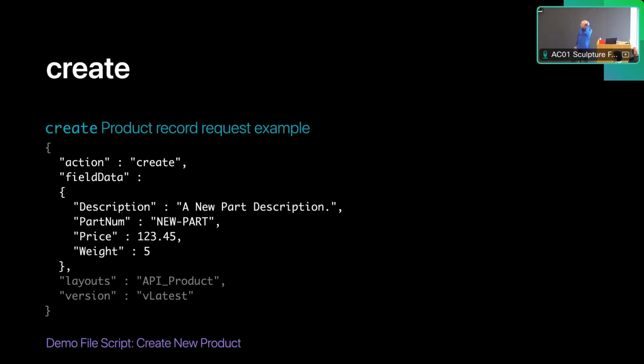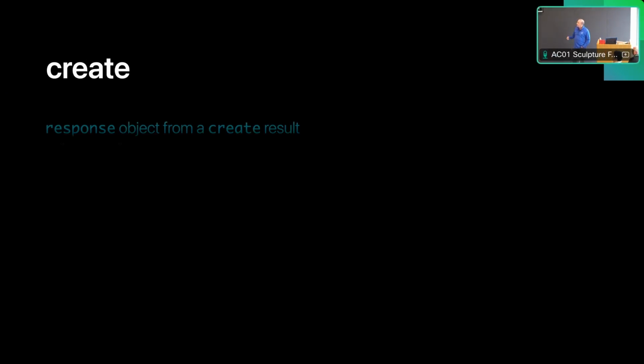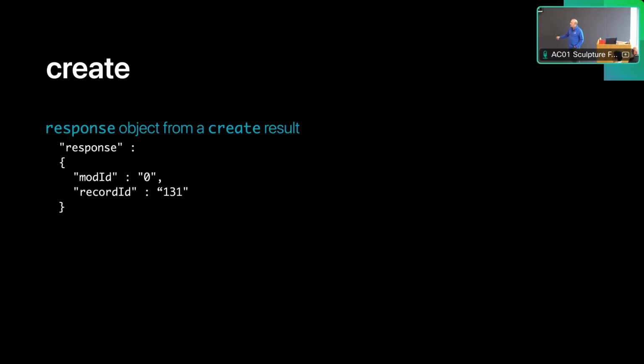Okay, so here is an example of a create request. We've got our action, we've got our field data object. In this example, I'm only worried about writing data to four fields. That's all I need. Everything else as far as the layout and the version have stayed the same. So I execute that request, and this is the response portion that I get back, again ignoring the message. The response tells us that the mod ID is 0, which we would expect because we just created the record. And then it tells me the record ID of the record I just created.